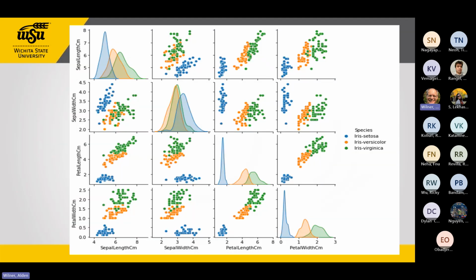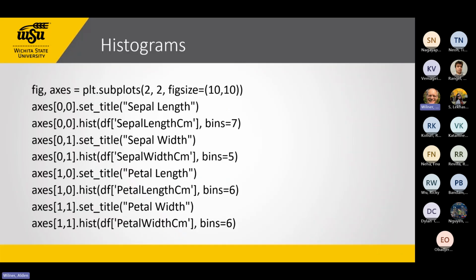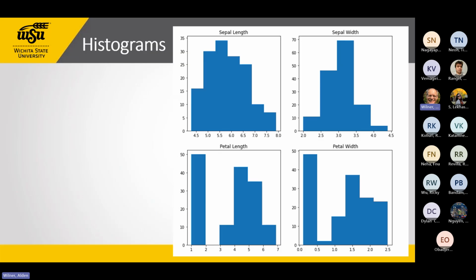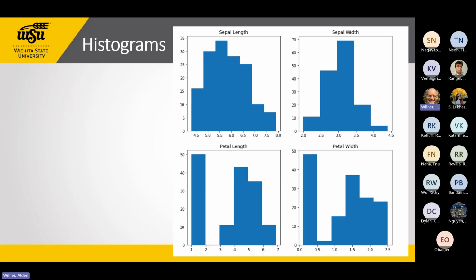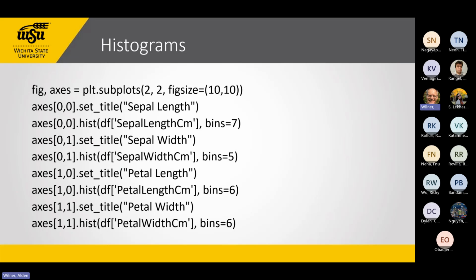Here's what our pair plots look like. We'll bring those up on the screen in a little bit. We can do histograms, individual histograms. Here are some examples, and we're using what's called hist plot here.